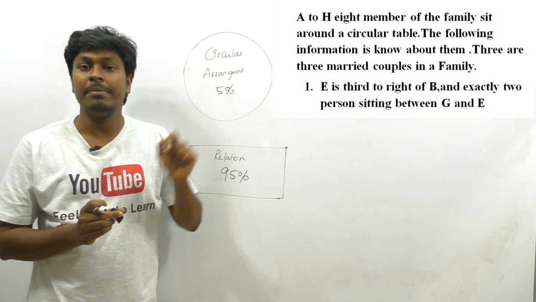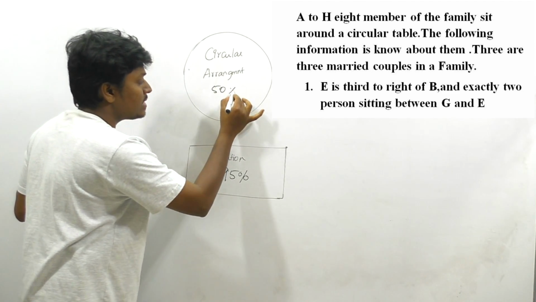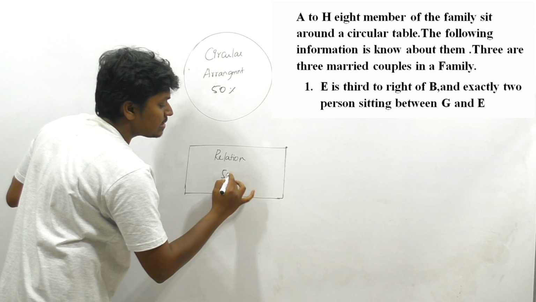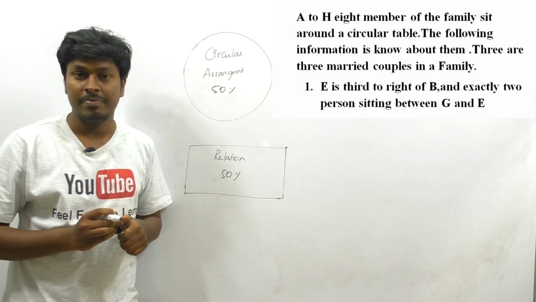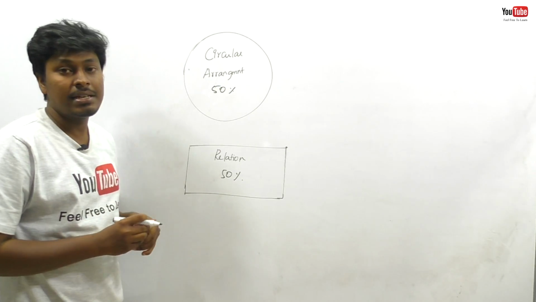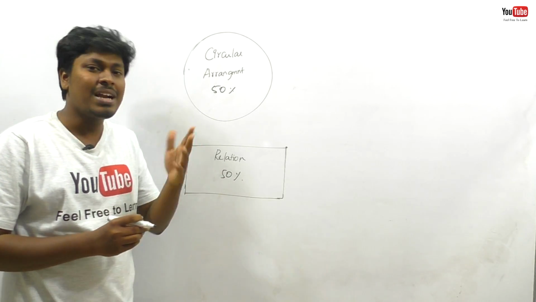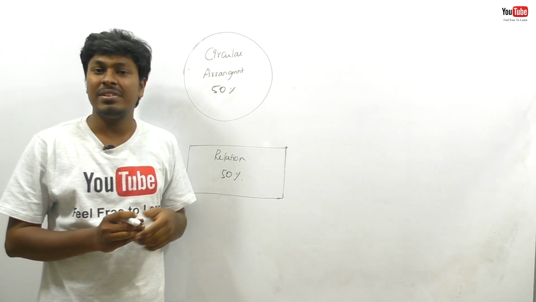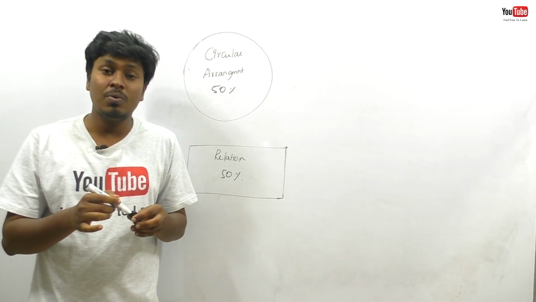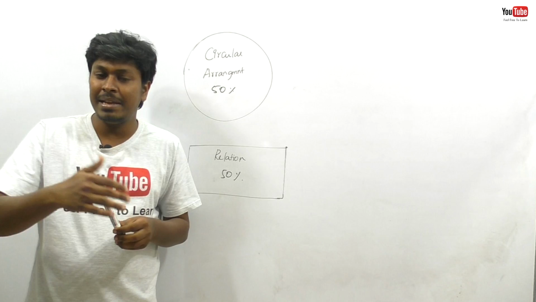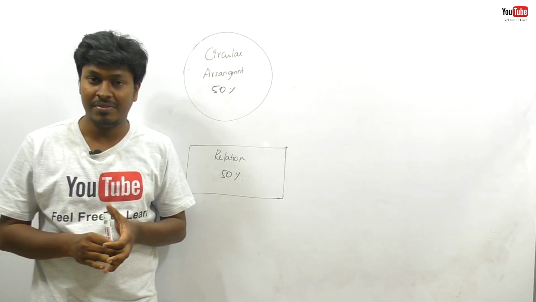If it is a type 2 question, our concentration should be 50% on the arrangement and 50% on the relation. Then only you can solve the question within 1 or 2 minutes. By only concentrating on a circular arrangement, or only concentrating on the relationship finding, you can't solve these kinds of questions faster in your exam, friends. If you are brilliant, you can solve, but for a person who is average or a beginner level, this is the proper methodology to solve those questions, friends.